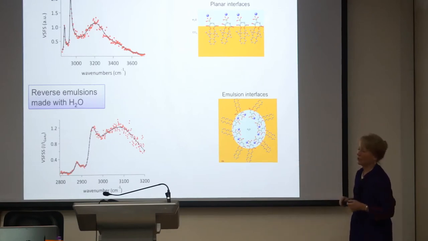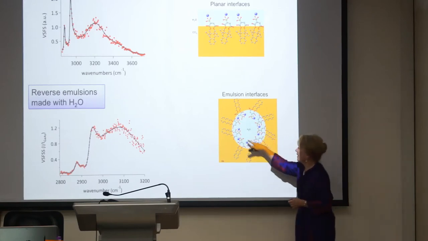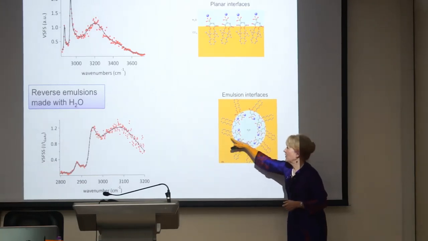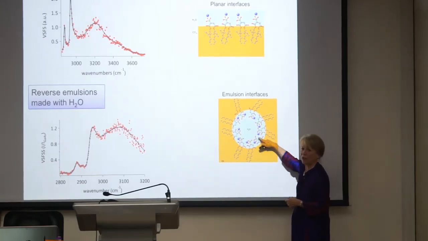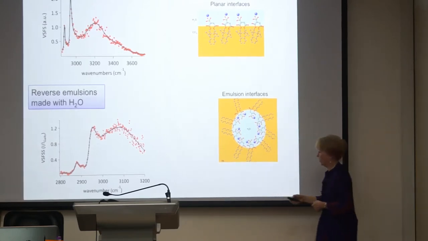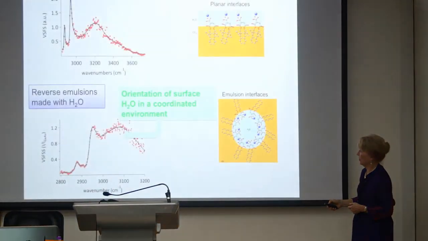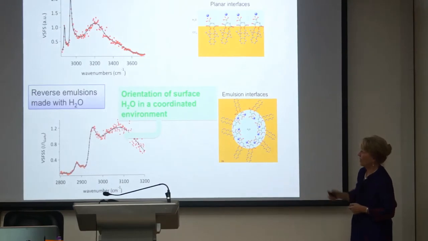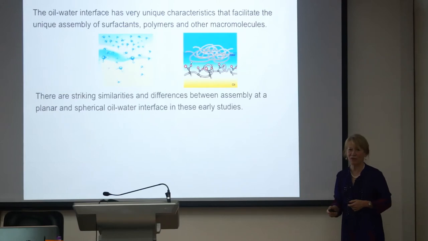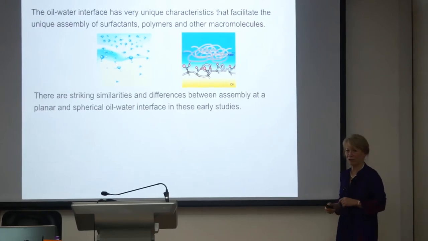What spectra like this are telling us is that the water is strongly hydrogen bonded at the surface, and there's a strong orientation going on here for the AOT molecules at both the planar and the emulsion interface. Let's see, how do I get these back? There they go. Okay. Water is highly coordinated, a lot going on there with the water part. Okay, so that's the end of my story, because I'm pretty close to the end of my time.